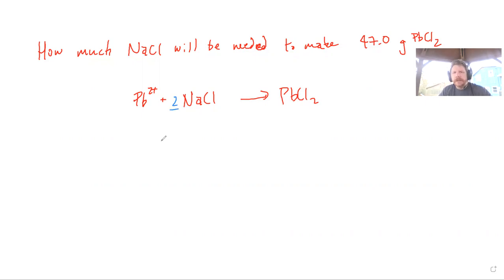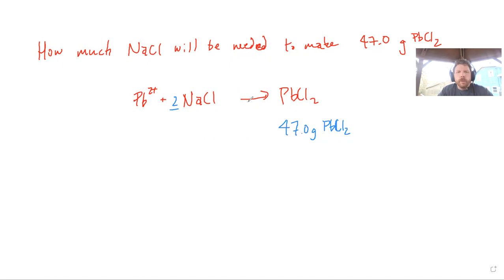What that tells us is we have an ionic reaction with lead ions and sodium chloride, and PbCl2 is formed. That is taking place in a 1 to 2 molar ratio. So for every 1 mole of Pb2+, you have 2 moles of NaCl, and from that, you're going to produce 1 mole of PbCl2. The question tells us that 47.0 grams of PbCl2 is produced.